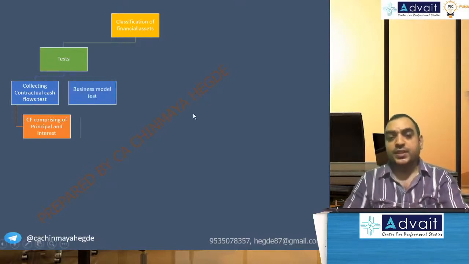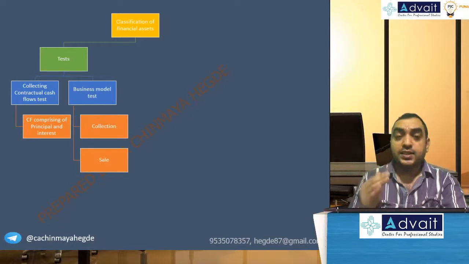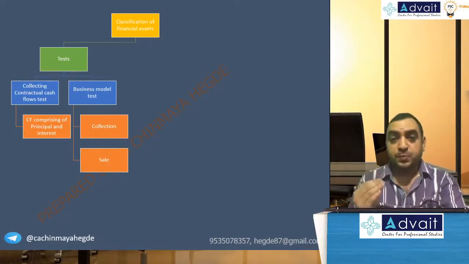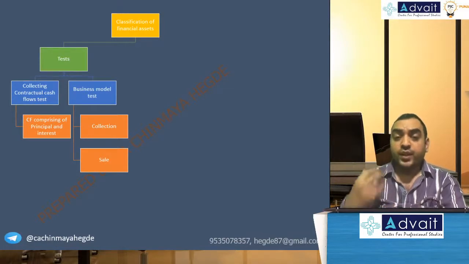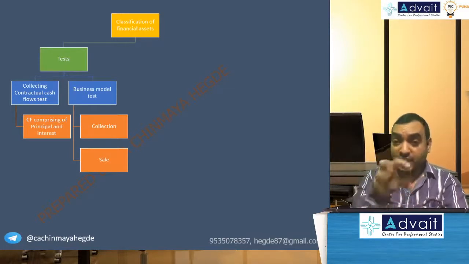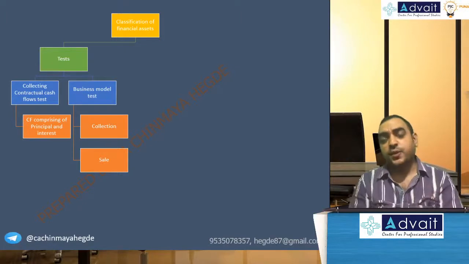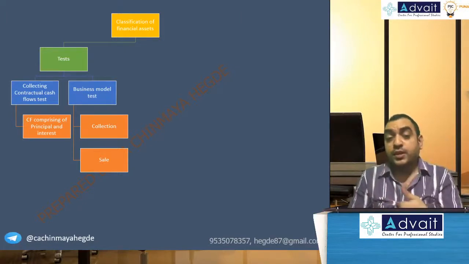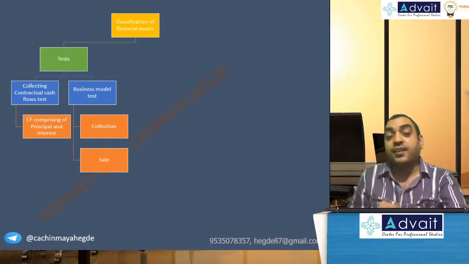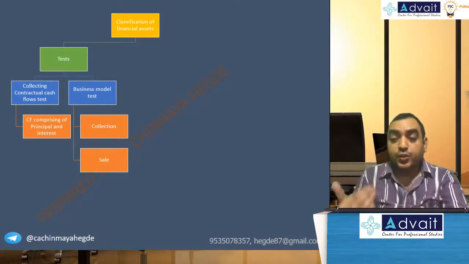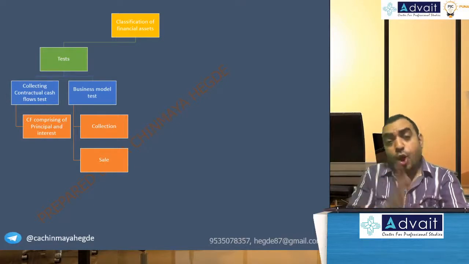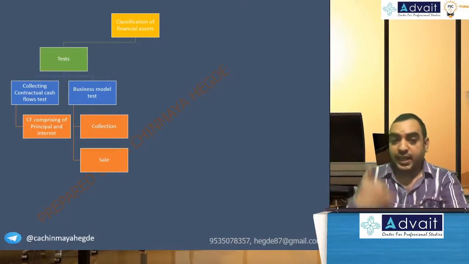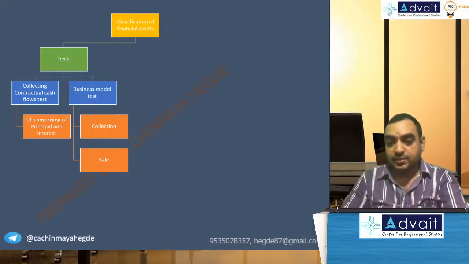The second test to be considered is the business model test, that is the intention. Business model test means the intention of the company, the entity, whether you receive the money through collection or through sale. For example, you have debtors, you can wait for them to pay you the money, or you can do something called factoring. Bills receivable, you can either receive the money or you can endorse it to somebody else. So you can collect it or you can sell it.